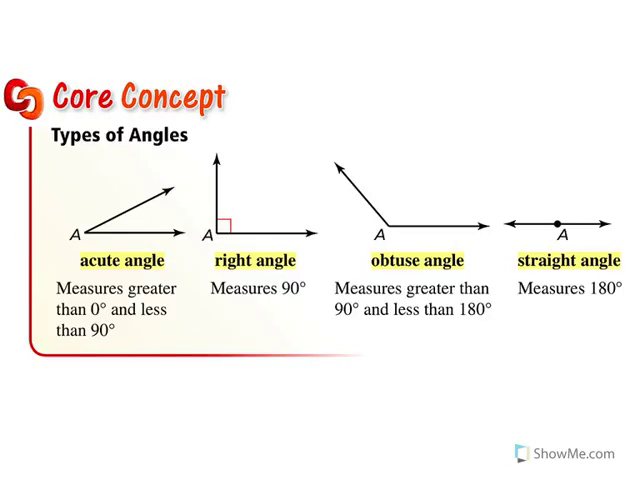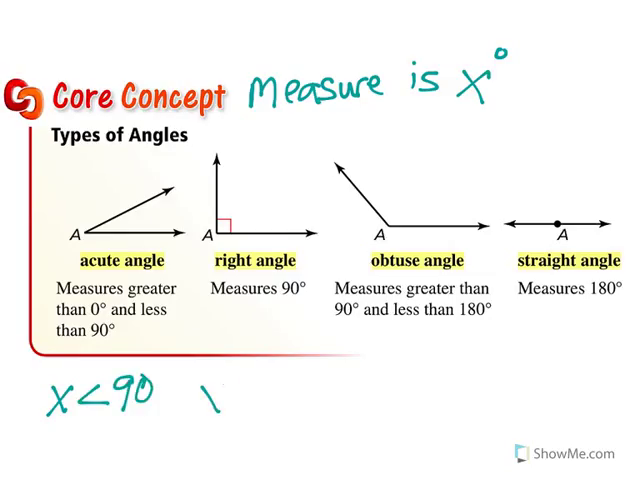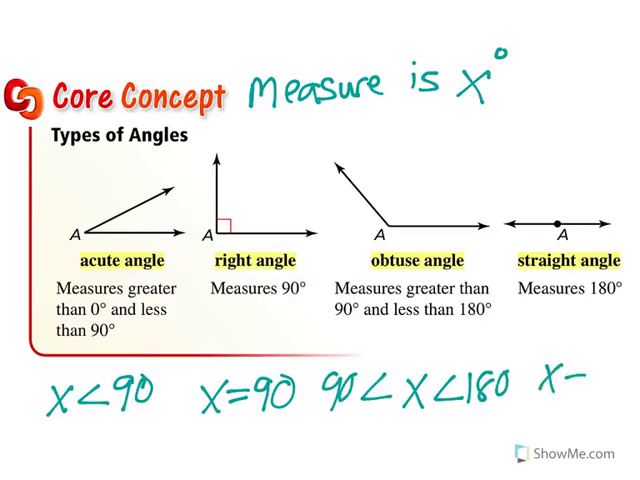One way we could say this, if I'm talking about the measure being x, then in this case x would be less than 90. Here x would be equal to 90. Here it would need to be greater than 90 and less than 180, so we would need it to be in between. And then we can have x is equal to 180. Okay, so we have our acute angle, we have our right angle, we have our obtuse angle, and then we have our straight angle.